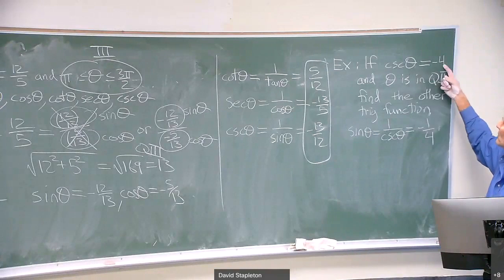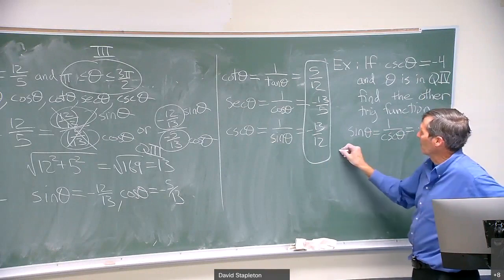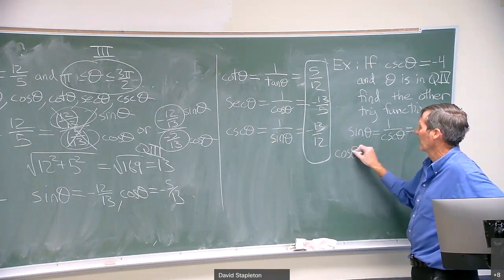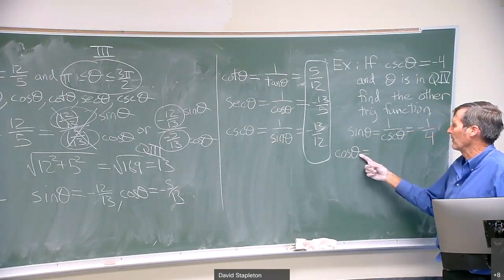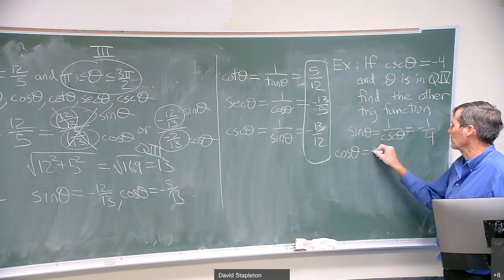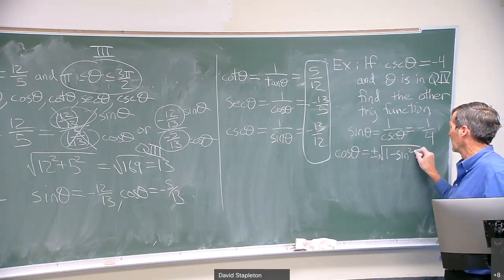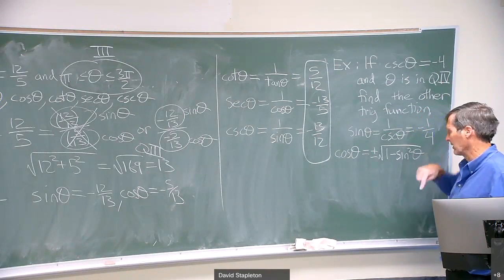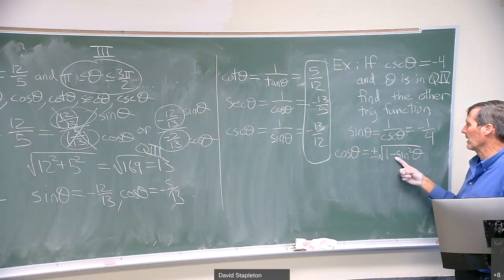So if you know the cosecant, you immediately know its reciprocal. Now, how can I get cosine from sine? Remember this one? The Pythagorean identity solved for cosine. If you know sine, cosine is immediately plus or minus square root 1 minus sine squared. This one we haven't got to today, we just did it last time. But once you know sine, you can immediately write this for cosine.